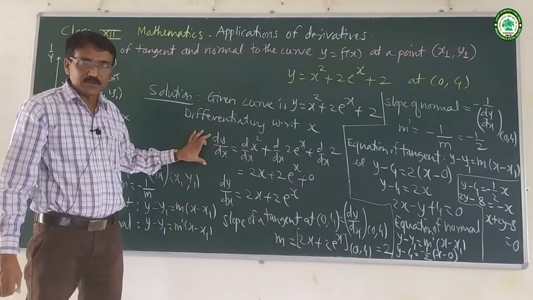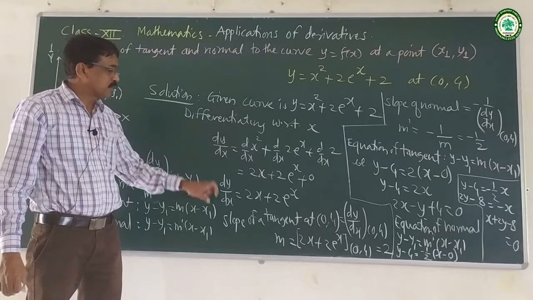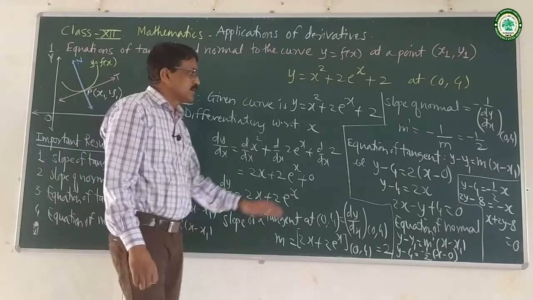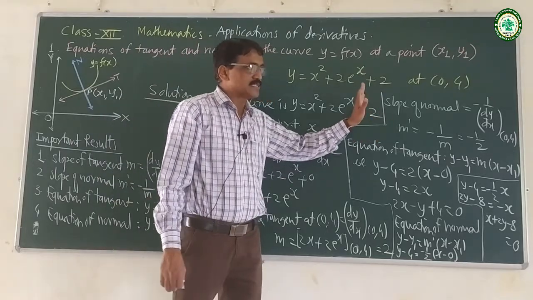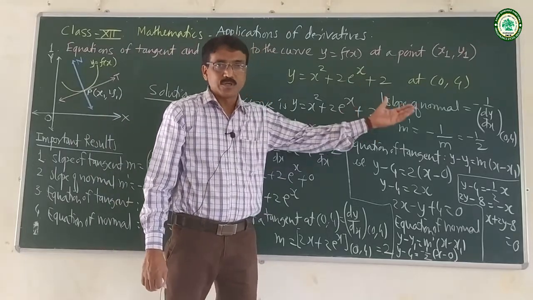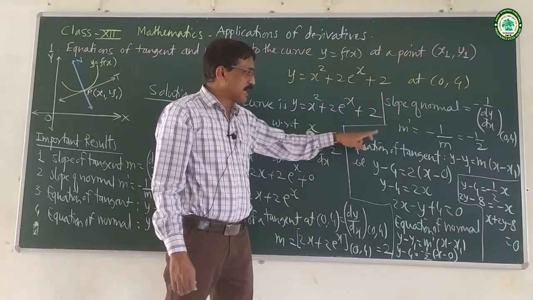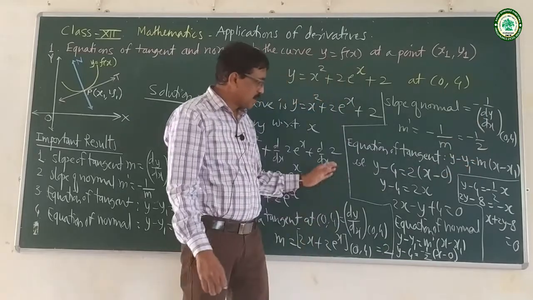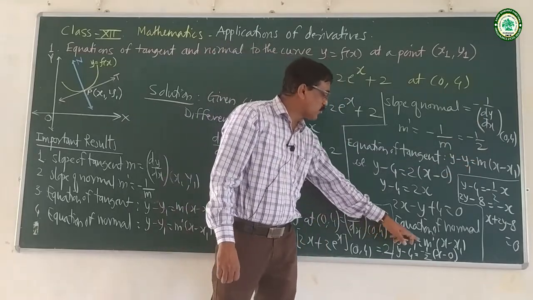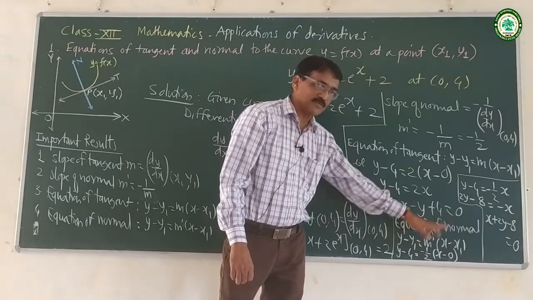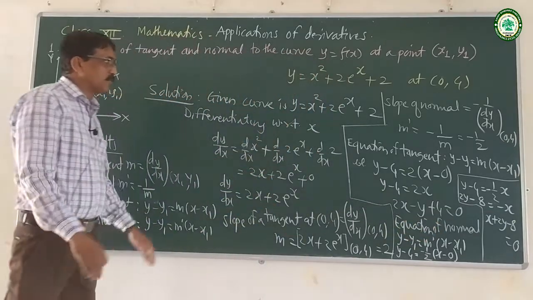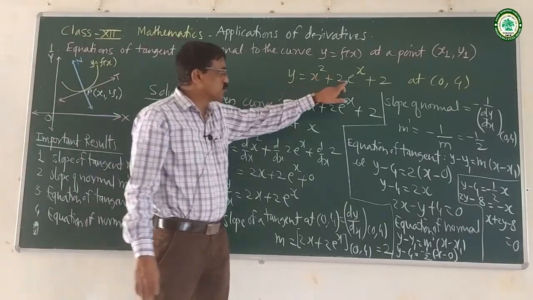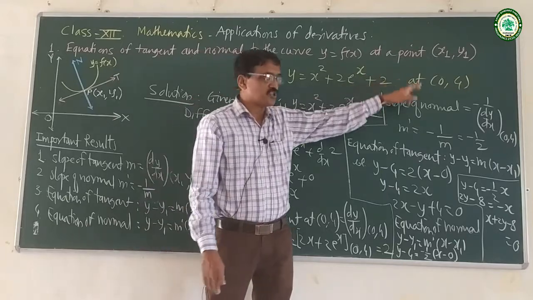First step, derivative of the curve. Second step, slope of tangent at particular point. Third, slope of normal, that is minus reciprocal of slope of tangent. Equation of tangent, y minus y1 is equal to m into x minus x1. Equation of normal, y minus y1 is equal to m dash, slope of normal, into x minus x1. Using all these things, we have found equation of tangent and normal to this curve y is equal to x square plus 2 e raised to x plus 2 at the point 0, 4.